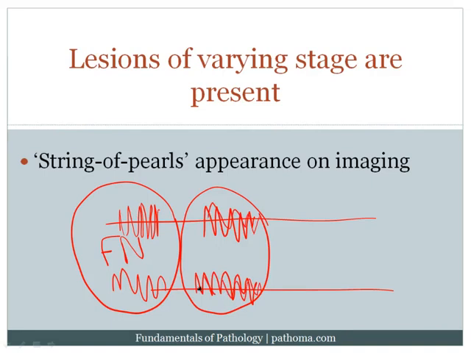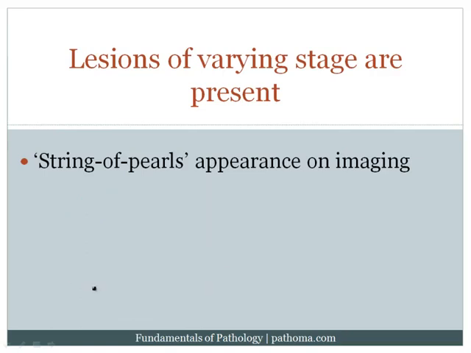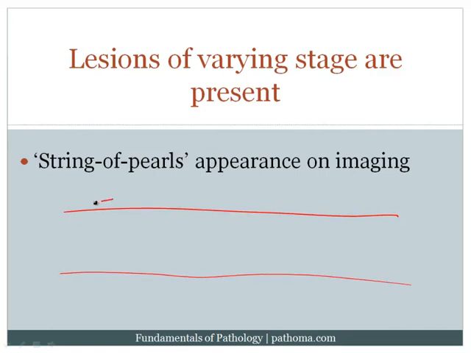Now, one of the interesting consequences of this varying degrees of disease along a single artery is that we often get something called the string of pearls appearance on imaging. So let me briefly explain this. Now basically what happens is you've got this long blood vessel with lesions of varying stage. So for example here might be transmural inflammation with fibrinoid necrosis, and that would be an early lesion, so let's just label that with E. And then in another area, you're going to get dense fibrosis, like this.